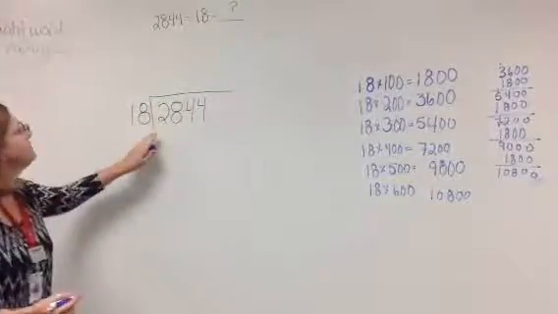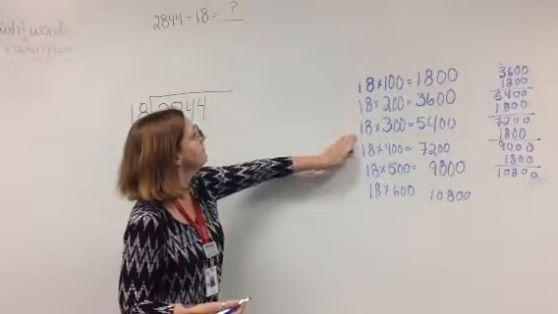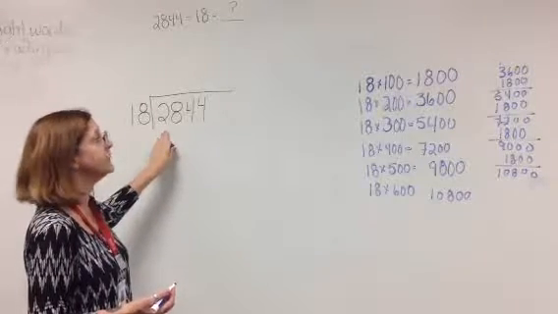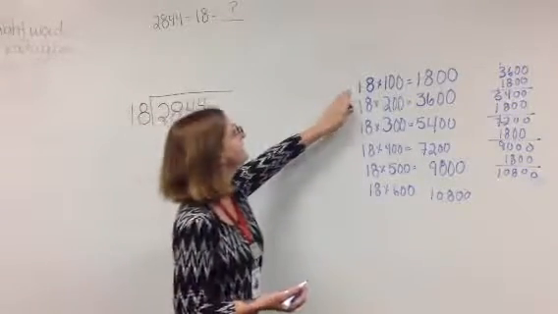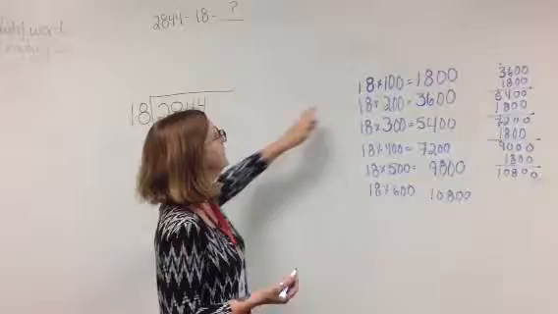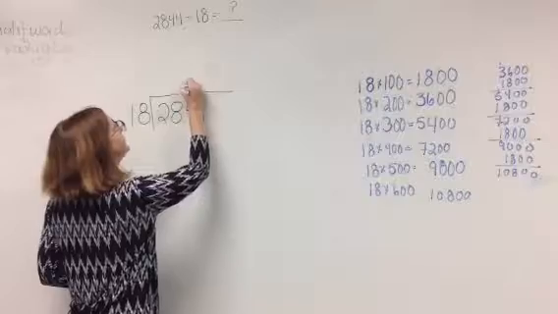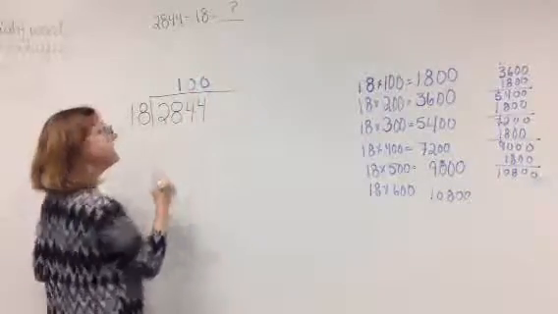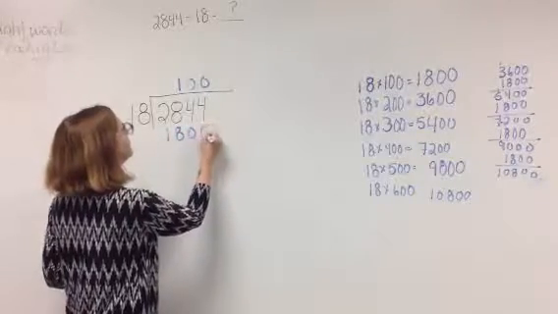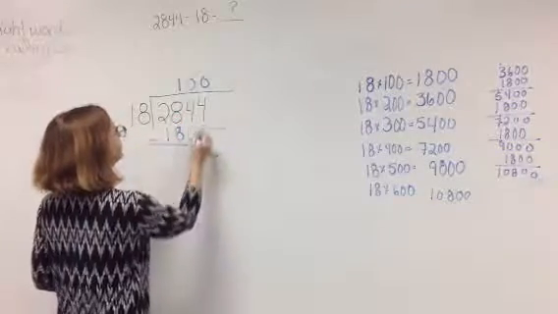So my first step is to determine which number by hundreds is closest to 2,844 without going over. And I noticed that 1,800 is below 2,844, but 3,600 is just too high. So I'm going to put a 100 here, and that is my partial quotient, and I'm going to put the 1,800 here, making sure that I line it up properly so that I can now subtract.